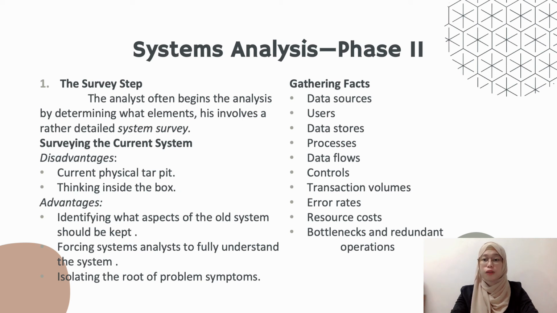System facts fall into the following broad classes. Data sources. These include external entities such as customers or vendors as well as internal sources from other departments. Users. These include both managers and operators users. Data stores. Data stores are the files, databases, accounts, source documents used in the system.